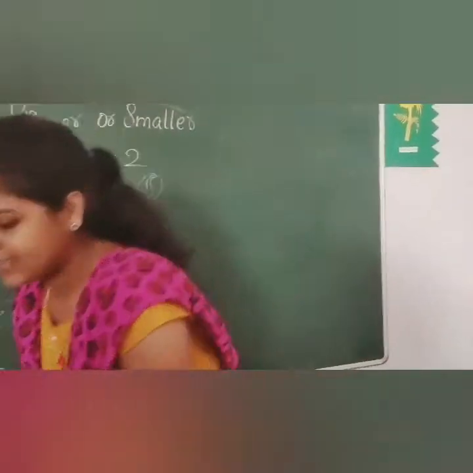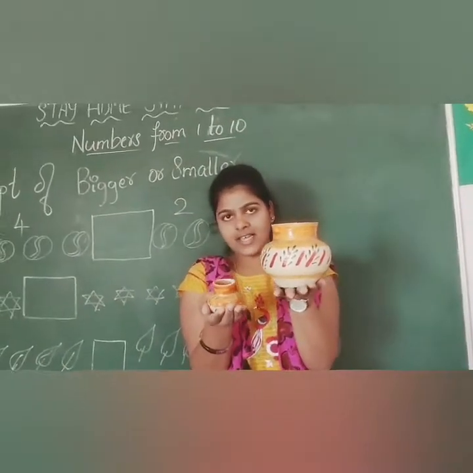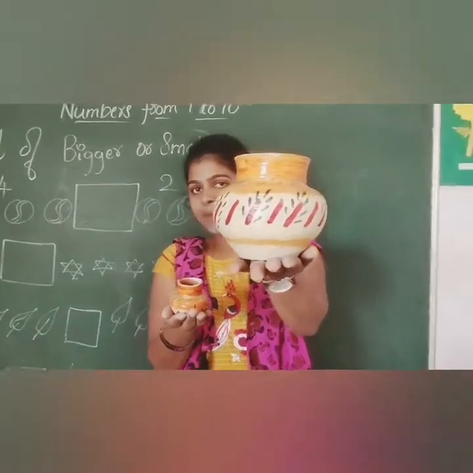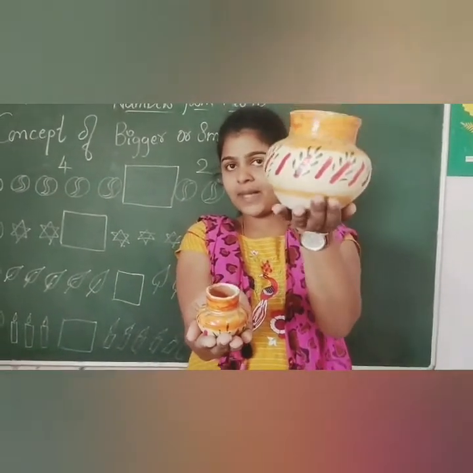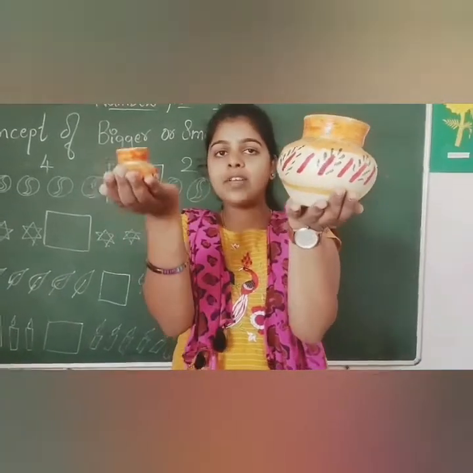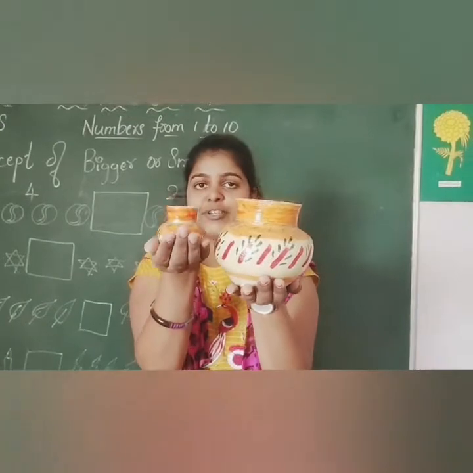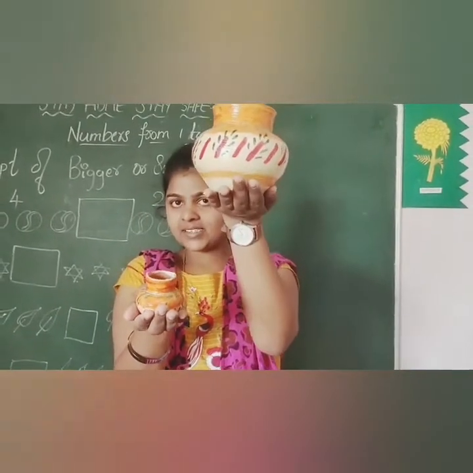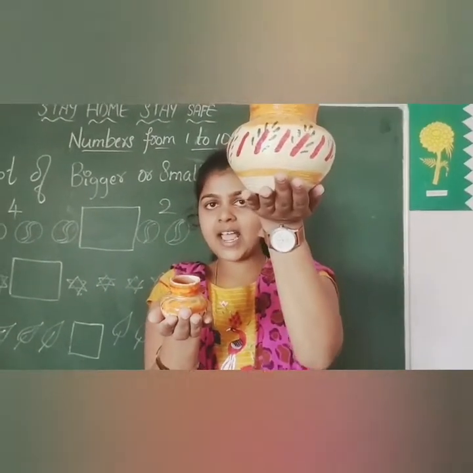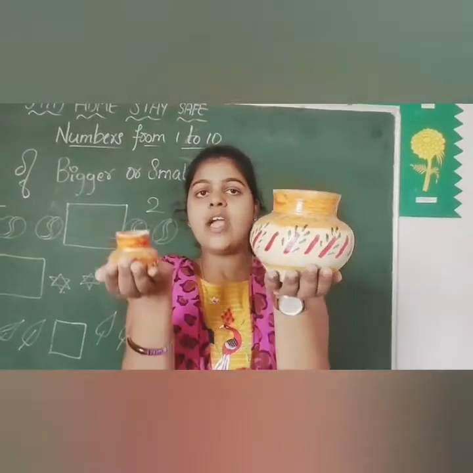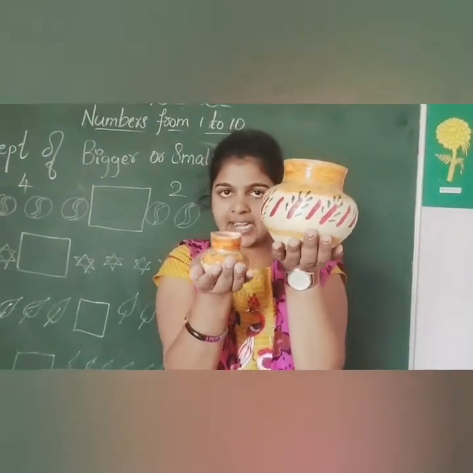Let me show another example. I have two beautiful pots here. Yes, this is the bigger pot and this is the smaller pot. How can we notice this is bigger and this is smaller? When we keep these pots together, we can find the difference between the two pots. This is bigger in size and this is smaller in size. When we keep these pots together, we can find the difference between bigger and smaller.